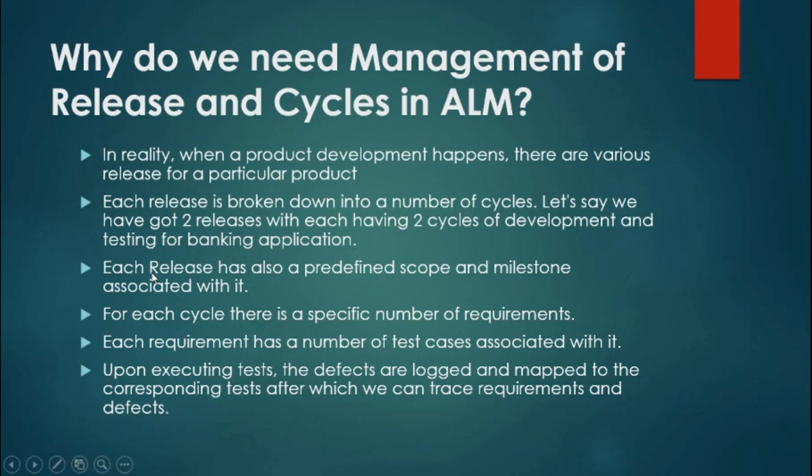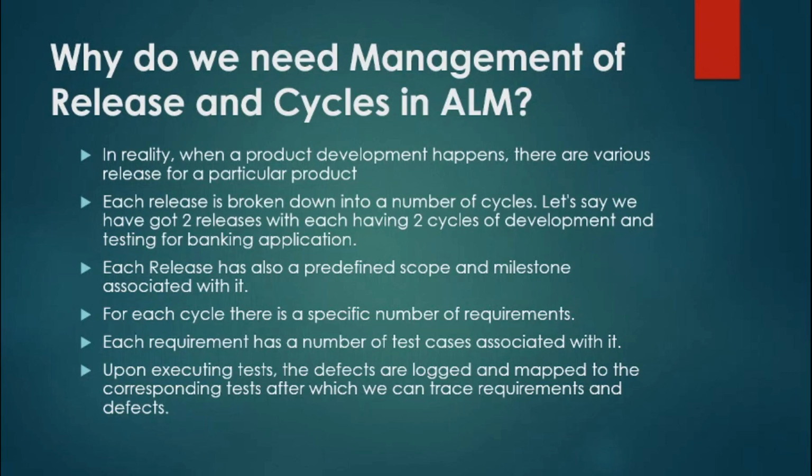Now, why do we need management of release and cycle in ALM? In reality, when product development happens, there are various releases for a particular product, and each release is broken down into a number of cycles. For example, a particular release may have 3 or 4 cycles of development and testing for any application, whether it is a banking application or an insurance application. Each release also has a predefined scope and milestone associated with it.